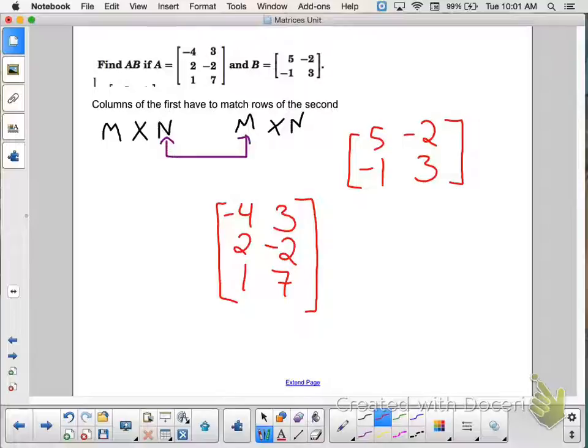So when multiplying, the matrices can be uneven. The only thing that needs to be the same about your matrices is that the columns of your first matrix match the rows of your second matrix. When we did adding and subtracting, the dimensions had to be exactly the same. In this one, the rows just have to match the columns. So columns first and then rows second.